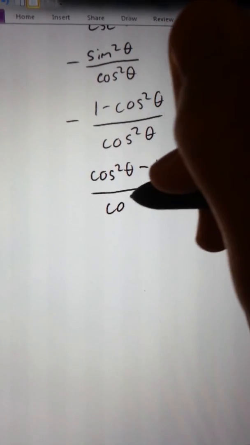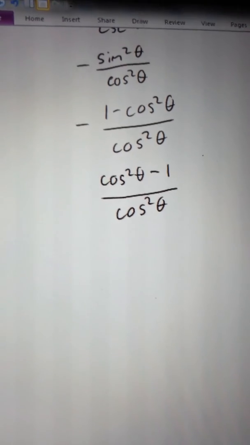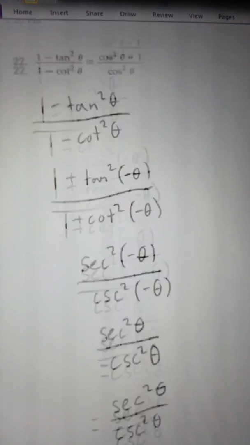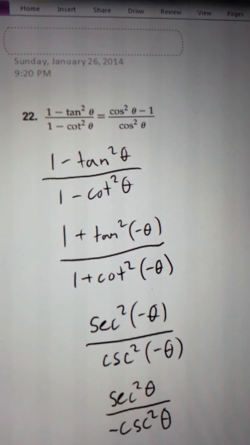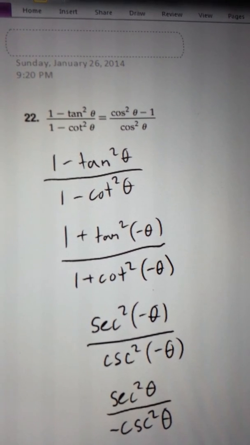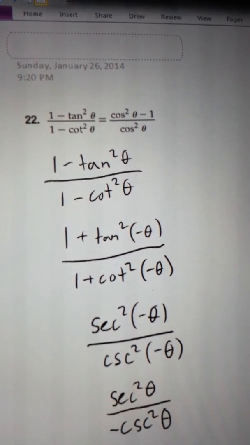So then from here we can just distribute this negative 1 that's out in front, and we get (cosine squared theta minus 1) over cosine squared theta, which proves that (1 minus tangent squared theta) over (1 minus cotangent squared theta) is equal to (cosine squared theta minus 1) over cosine squared theta.